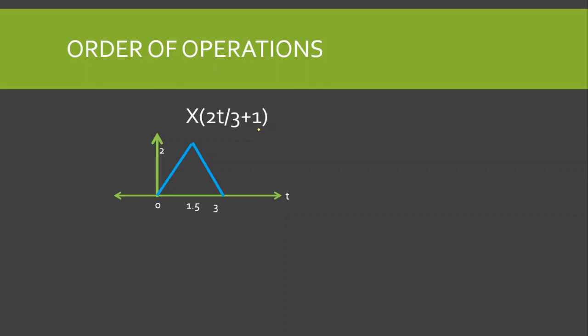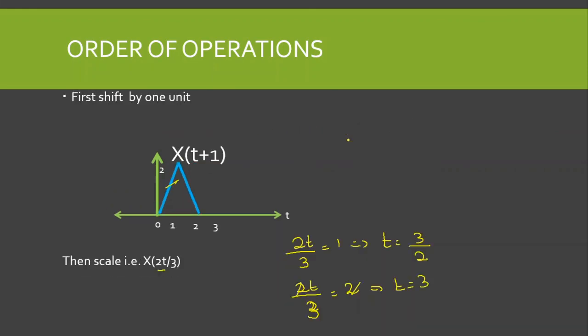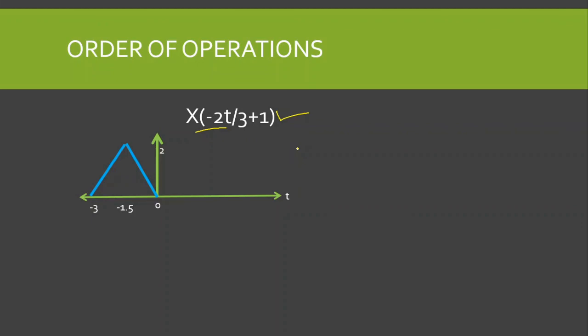We did the shifting first, and then we did the scaling. So now this is our x of 2t divided by 3 plus 1. Now the final thing that we need to do is the reversal. So now we are going to reverse this signal by having the mirror image of this signal on the y-axis. So if we can have a look now, this is our mirror image on the y-axis, and this is my required result. So this was all about time transformation of signals.